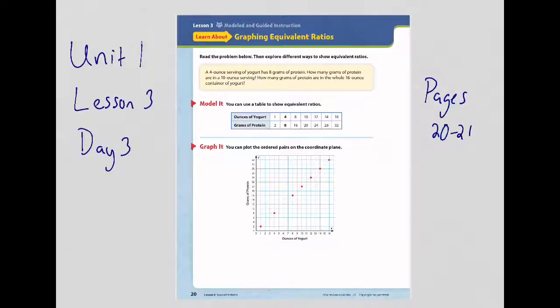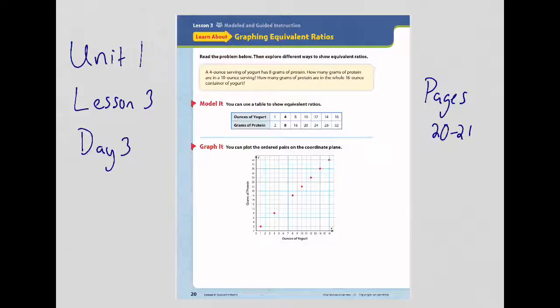Hey sixth graders, this is lesson 3, day 3. Yesterday's lesson, lesson 3, day 2, you learned about equivalent ratios and how you can show them in a table. Today you're going to learn about how equivalent ratios can be shown in a table and how you can graph them on a coordinate plane.